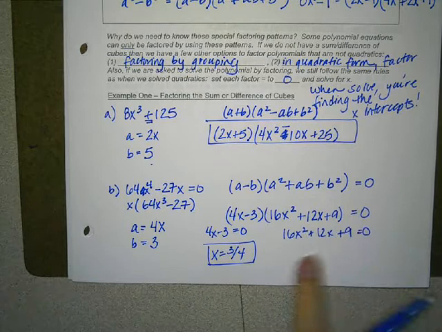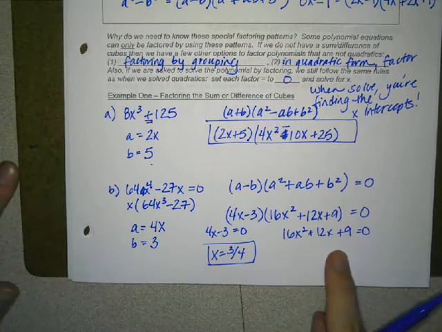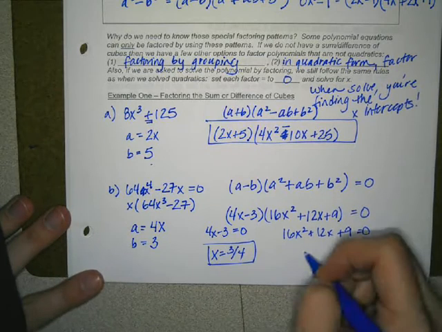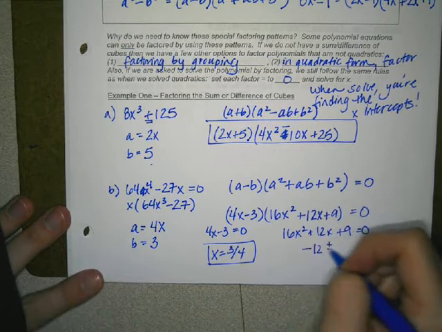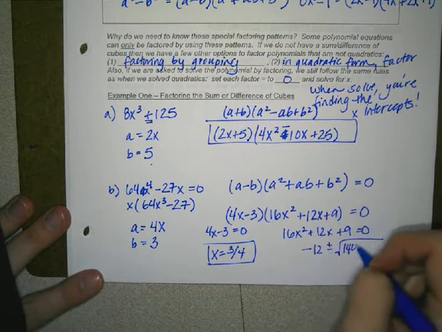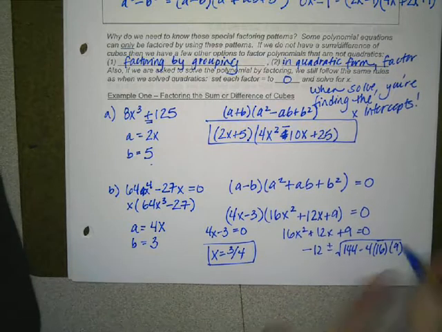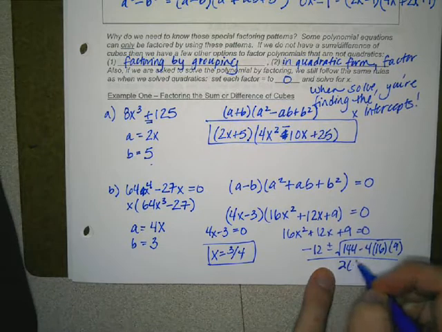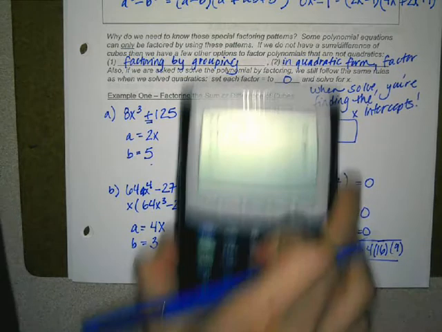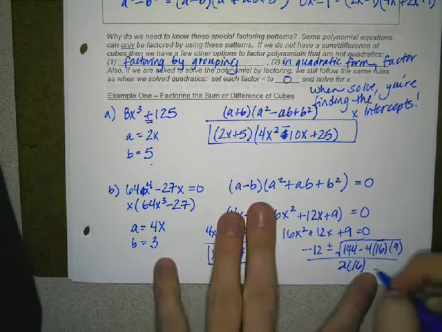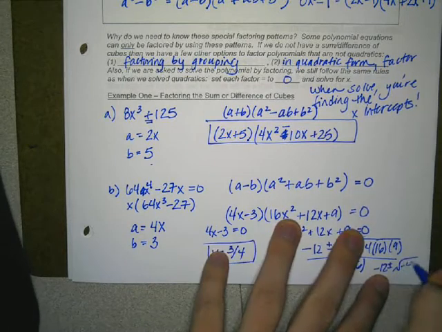Okay, so to solve a quadratic, we have some options. You can complete the square. You can use the quadratic formula. I'm just going to go ahead and use the quadratic formula here. So we have negative 12 plus or minus the square root of b squared, which is 144, minus 4 times a times c, all over 2 times a. Then I'm going to go ahead and punch that out, and I get negative 432.